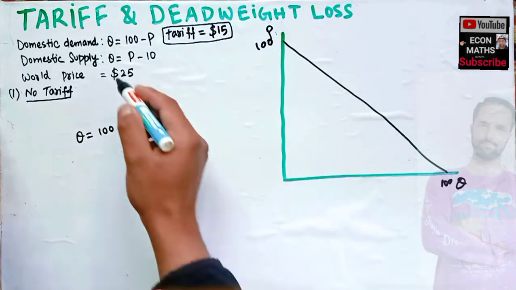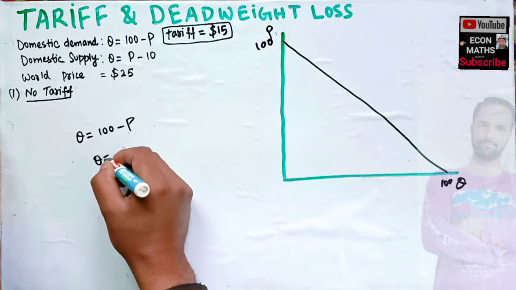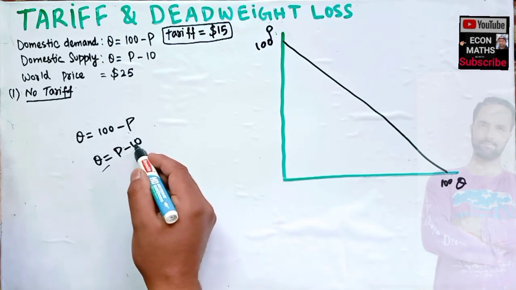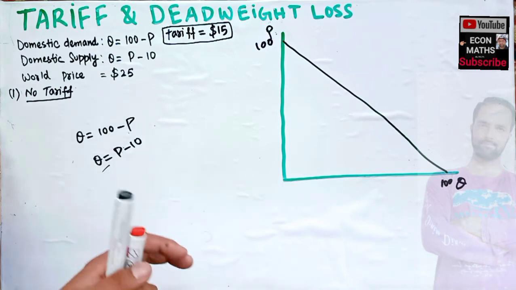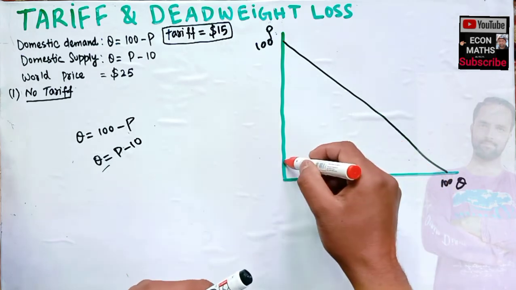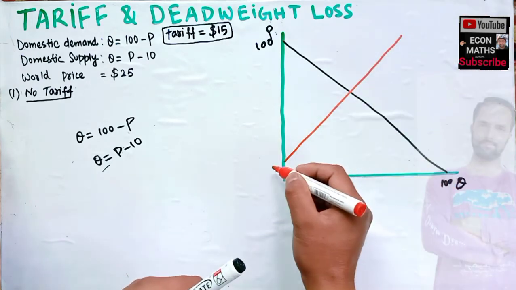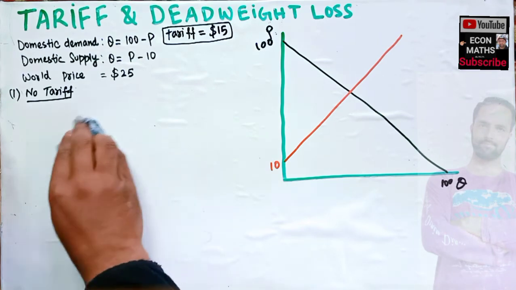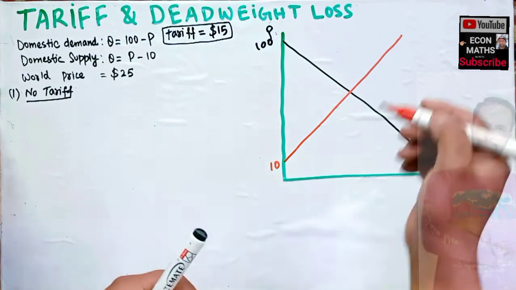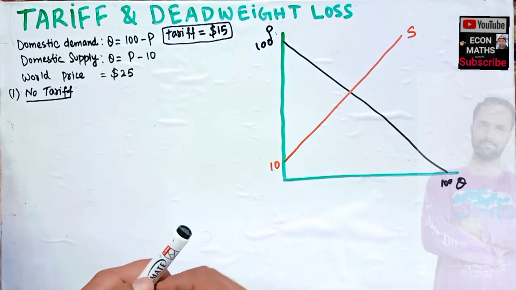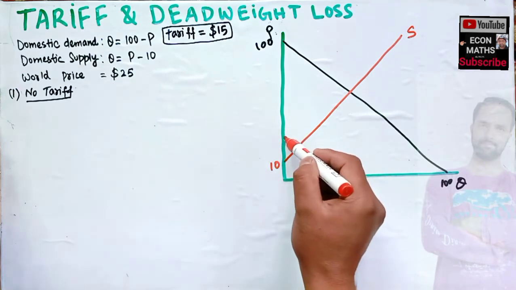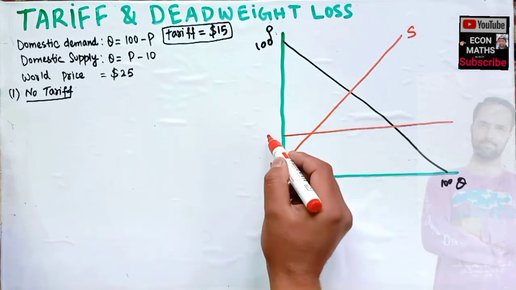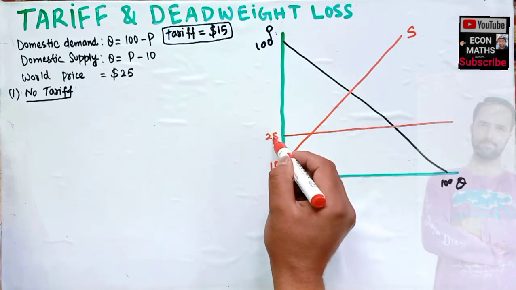Similarly, we have the supply curve as Q is equal to P minus 10. When Q is equal to 0, P is equal to 10. That means the intercept of the supply curve will be 10 here. Now we are also being given that the world price is $25. Let us say we have this very thing. We have world price as $25.